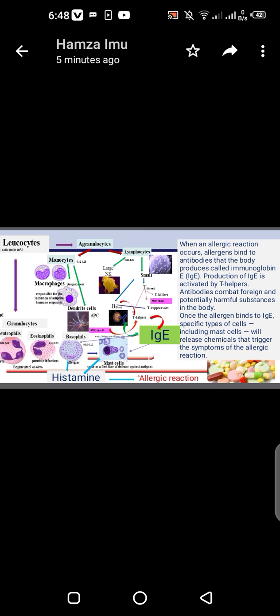Leukocytes. When an allergic reaction occurs, the allergen binds to the antibodies the body produces, called immunoglobulin IgE. Production of IgE is activated by T helper cells. Antibodies combat foreign and potentially harmful substances in the body. Once the allergen binds to the IgE, specific types of cells, including mast cells, will release chemicals that trigger the symptoms of the allergic reaction.